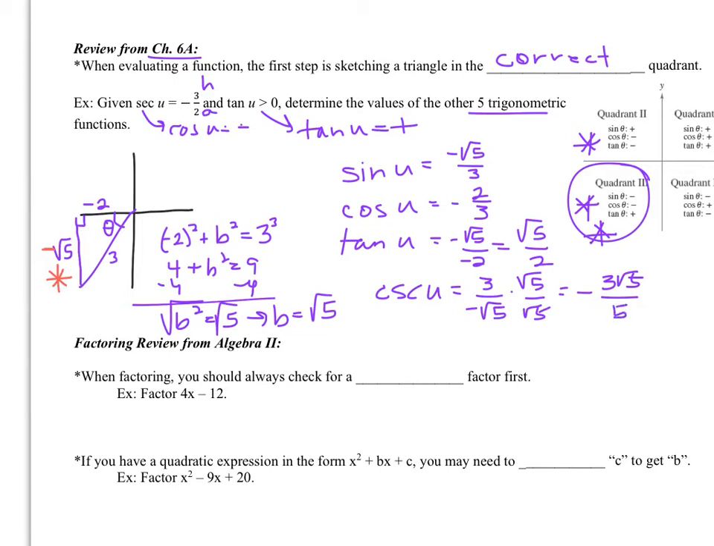We have one more, cotangent at u, and that's going to be 2 over square root 5, the reciprocal of tangent, and then we rationalize it. And that'll be 2 square root 5 over 5. We're not going to do too many of these, but having the location is going to help us with new definitions that we get later on in the chapter.